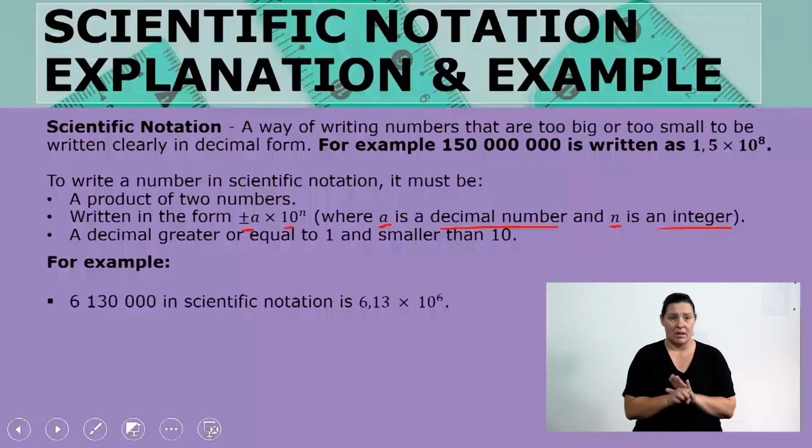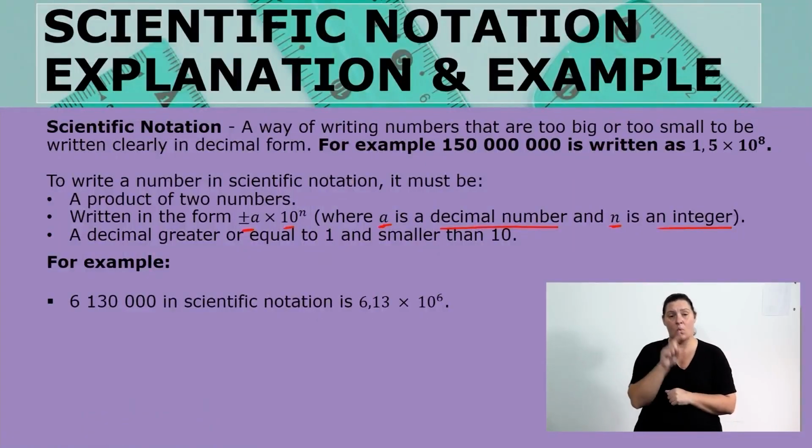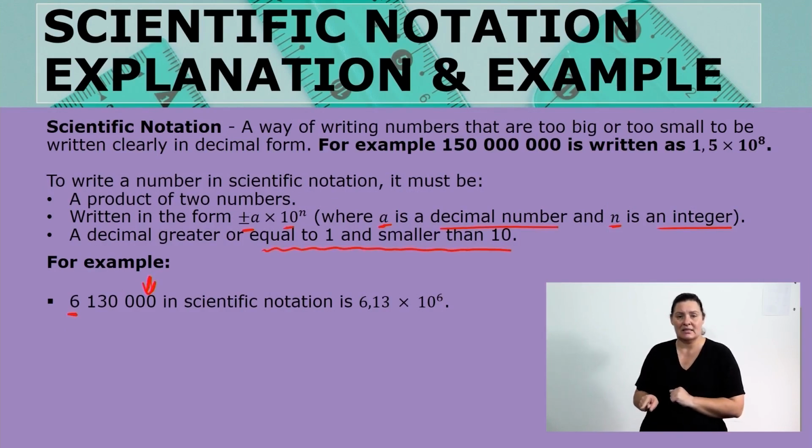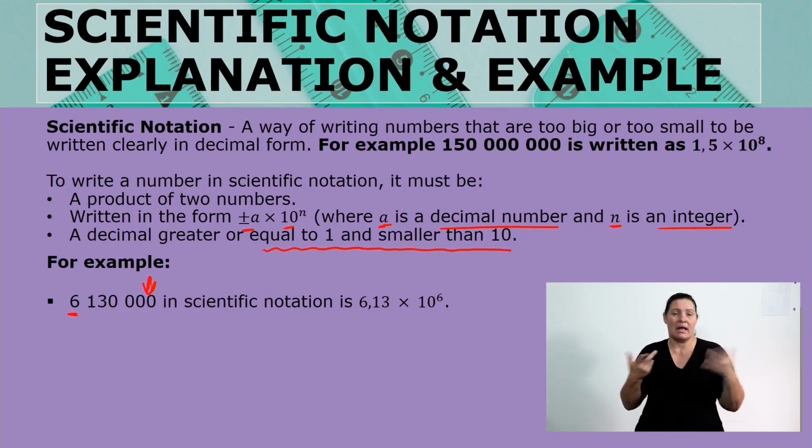For example, I have 6,130,000. If I want to write it in scientific notation, I'm going to say that is 6,13 multiplied by 10 to the exponent 6. So what happened here? We are looking at 6 million, and that 6 million has to now move to the ones position, where it is going to satisfy this last condition, where it is going to be equal to or greater than 1, but smaller than 10.